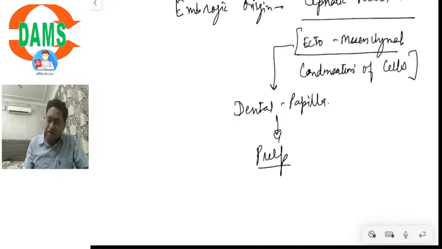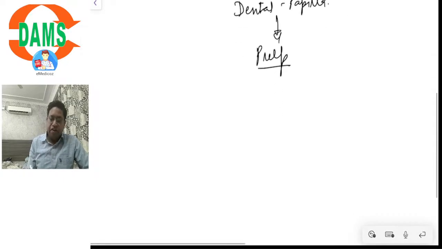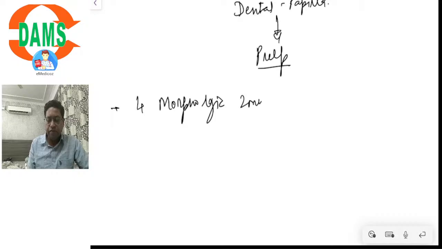Okay, so what is important to remember over here is that the cells of the cephalic neural crest are made up of both ectodermal and mesenchymal cells. So dental pulp consists of two types of cells, that is ectodermal and mesodermal cells. Now there are basically four morphologic zones in dental pulp.